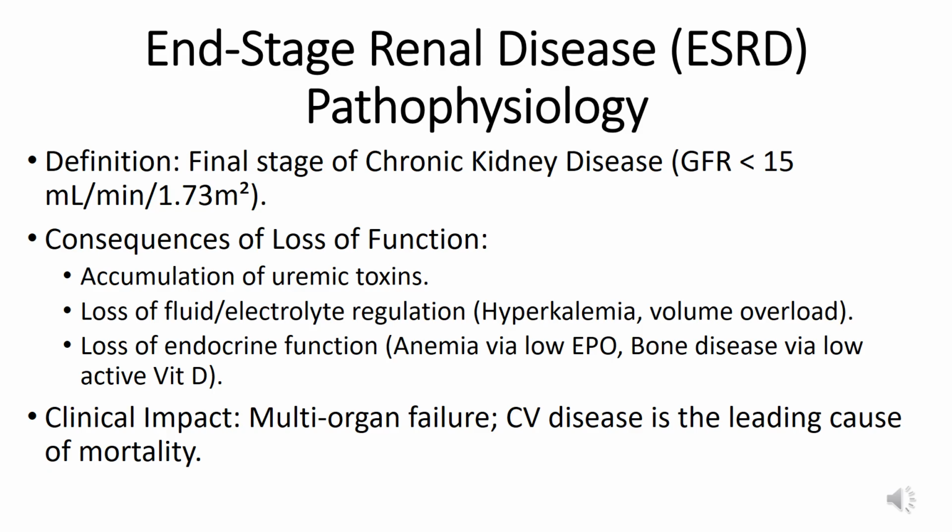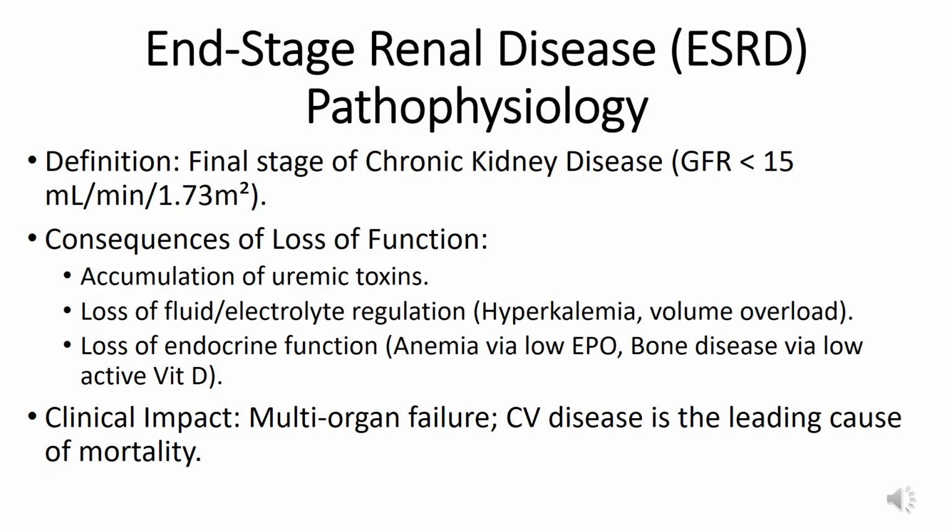They remove waste products. They regulate fluid balance. They control electrolyte levels. They maintain acid-base homeostasis. They also function as important endocrine organs. When kidney function declines to the end-stage renal disease stage, all of these processes become severely impaired. One major consequence is the accumulation of uremic toxins.